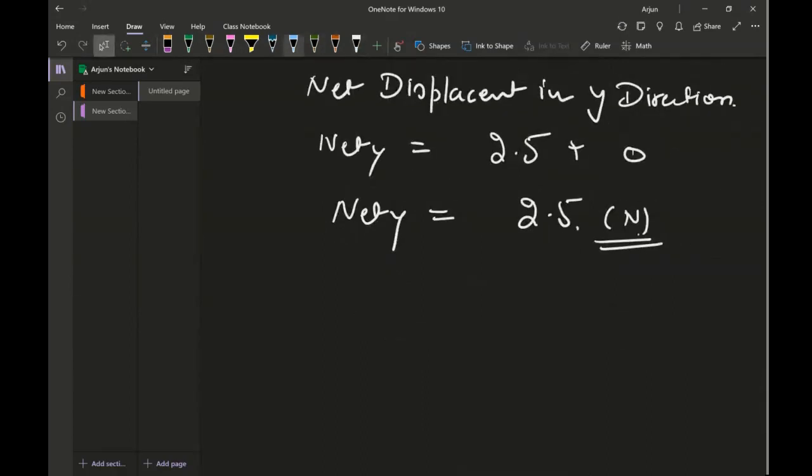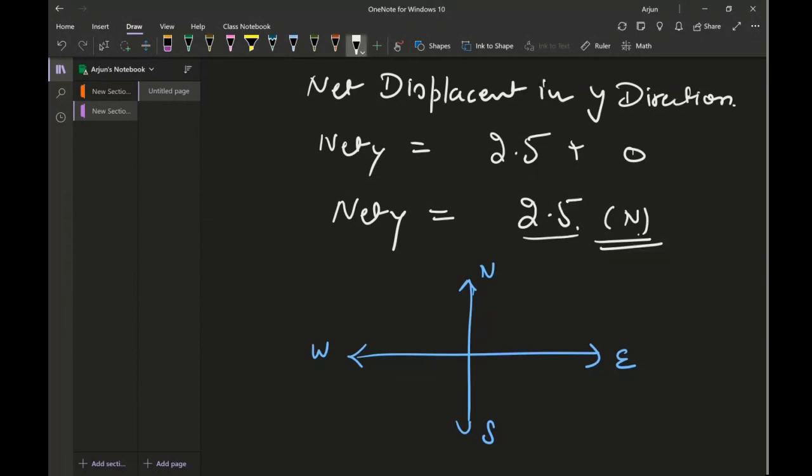I'll again draw the navigation system. This is east, this is north, this is west, this is south. I'll now try to represent these two vectors on the navigation system. So this is 2.5 in the north direction. The other one is 14.33 meters in the east direction. Now I wanted to find the resultant.